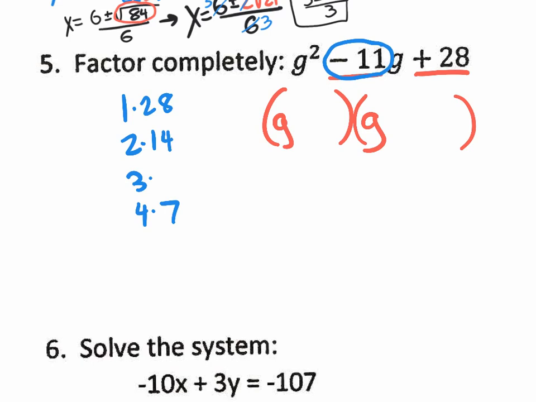The 4 and the 7, right? However, if I add 4 and 7, that gives me positive 11, and we know that we want a negative 11. So we have the right numbers, we just have the wrong signs. So we're going to change the signs and make it a negative 4 and a negative 7. So inside we go negative 4, negative 7, and that's it. That is the factored form.